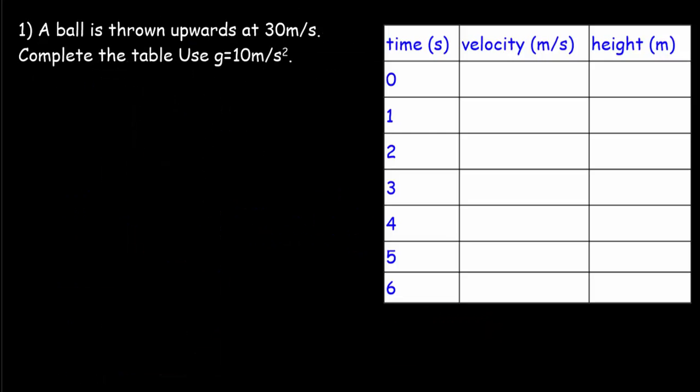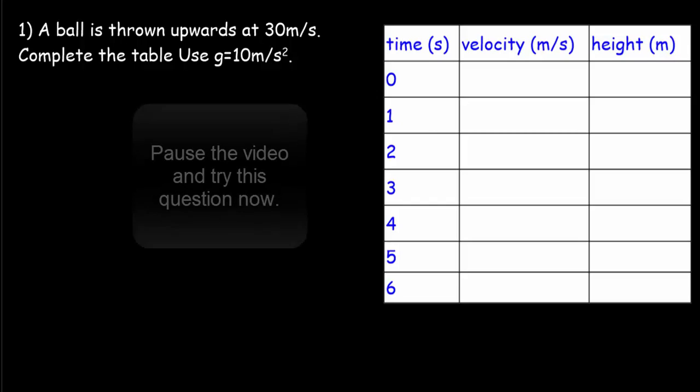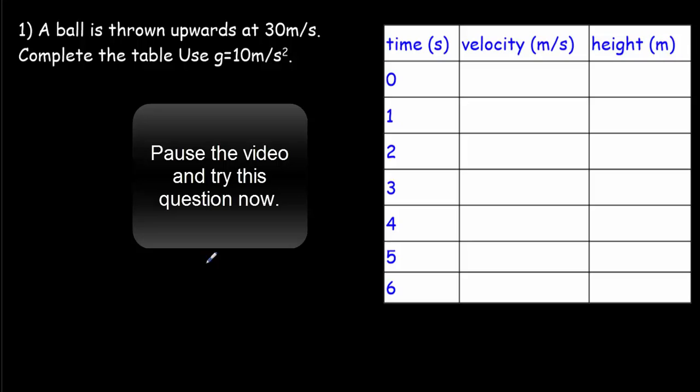So now let's try another example. This time we're not going to use any graphs. We're just going to use the equations or a bit of reasoning. And this time we're going to throw up our ball, our object, at 30 meters per second. Find out the velocity and height of the ball at 1 second intervals. Pause the video, try the question, come back for the answer.